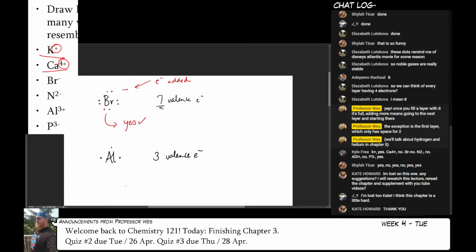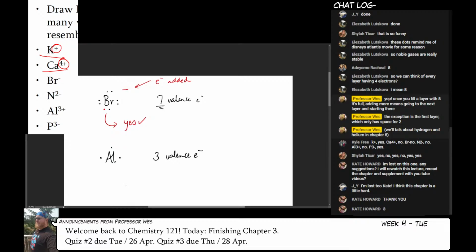And then what we're going to do, I don't know why I skipped nitrogen. We'll get to that in a second. What I'm going to do is make it 3+. So if I want to make this 3+, we need to remove 3 valence electrons. So I'm going to go boop, boop, boop, and we're going to erase those. 1, 2, 3. All right.